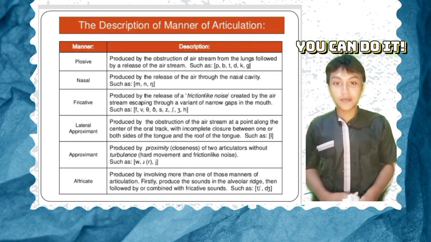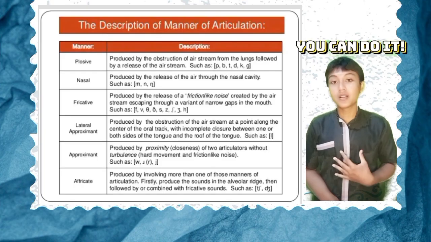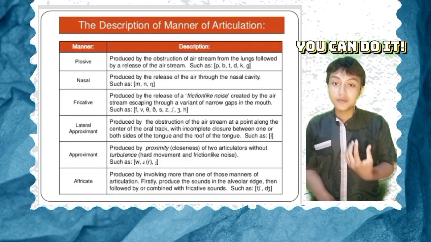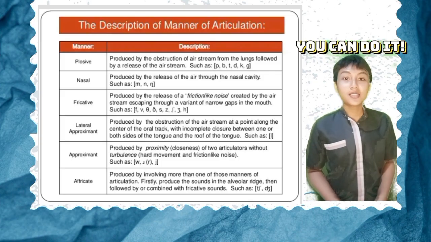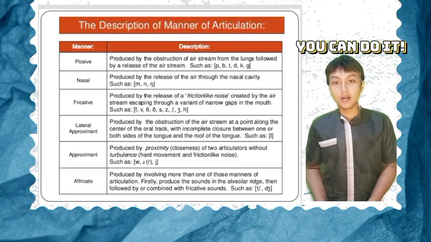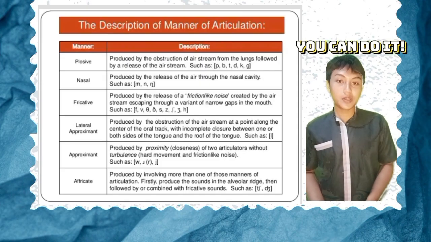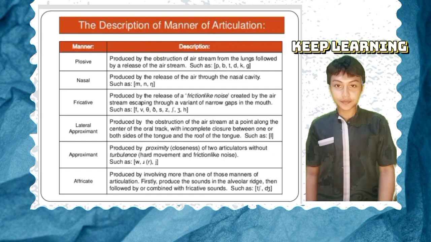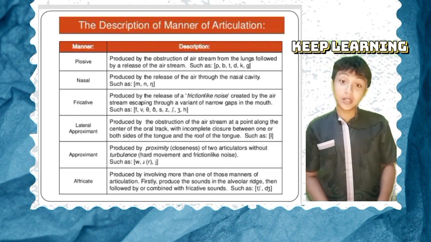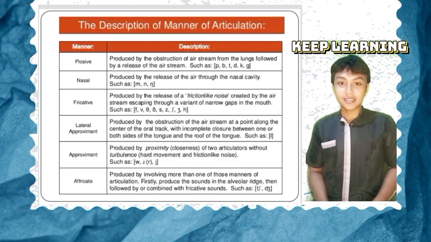Now we're going to talk about the manner of articulation. Manner of articulation refers to how the airstream from the lungs is directed to the mouth and modified to produce consonants. For example, there is plosive. Plosive is produced by the obstruction of the airstream from the lungs, followed by release of the airstream, such as p and b, k. Nasal is produced by the release of air through the nasal cavity, such as m and n.